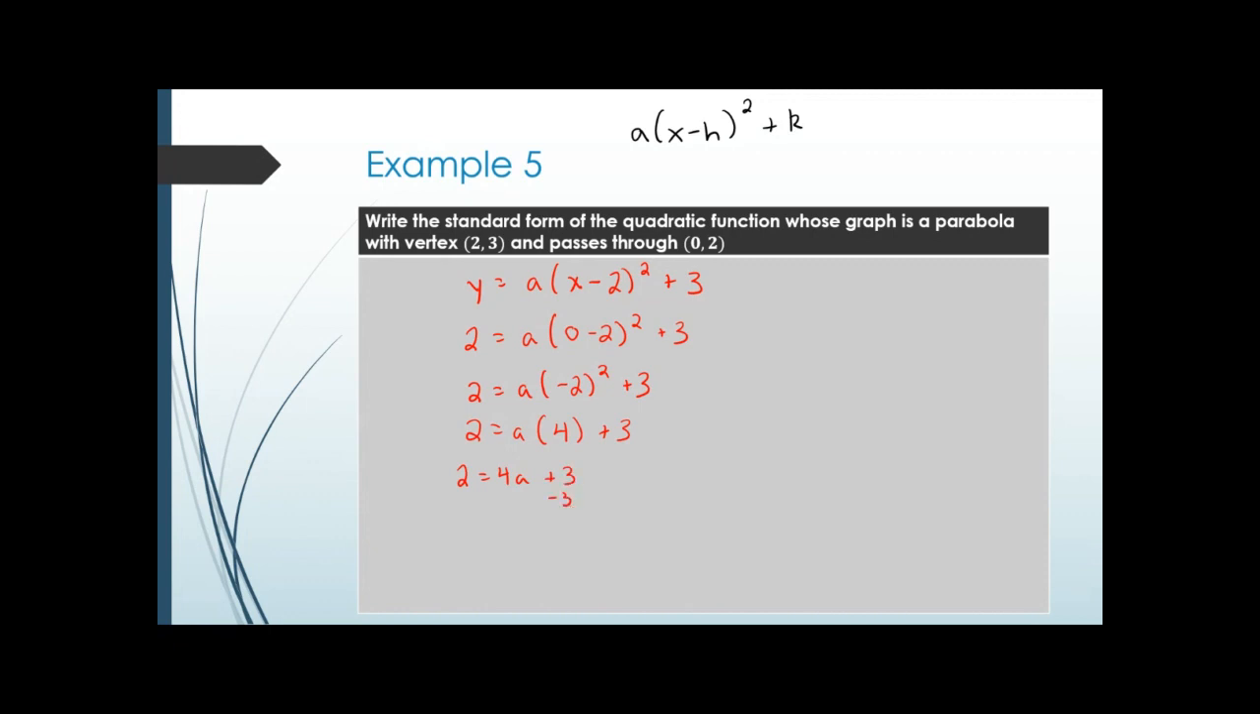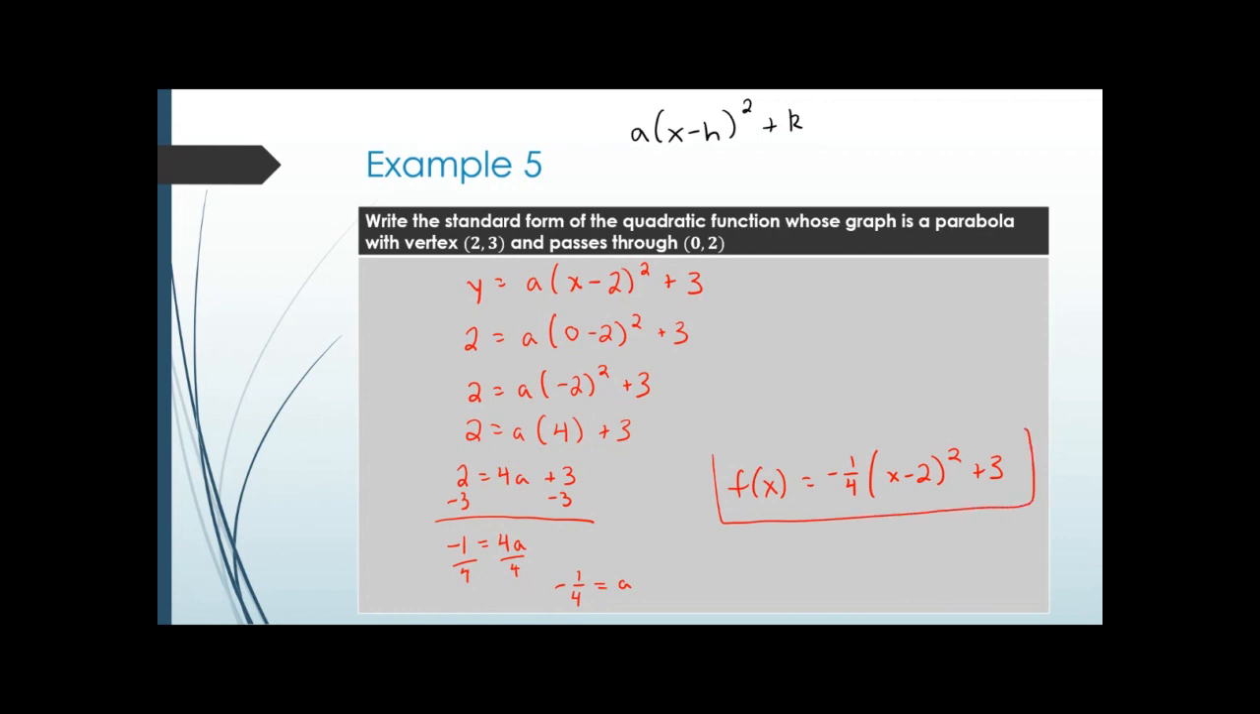So I'm going to subtract 3 from both sides. 2 minus 3 is -1 equals 4a. And then I divide both sides by 4, so I get -1/4 equal a. But once I've done that, now I have my function. F of x equals a, which is -1/4, (x minus 2) squared plus 3.